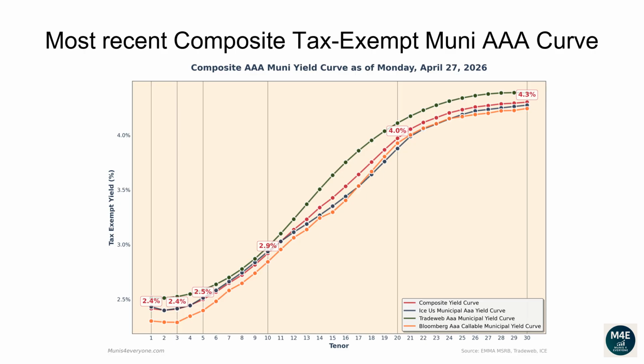The one-year composite tax-exempt yield is 2.41%. The two-year yield is 2.4%. The three-year yield is 2.41%. The 5-year yield is 2.5%. The 10-year yield is 2.92%. The 20-year yield is 3.97%. The 30-year yield is 4.3%.